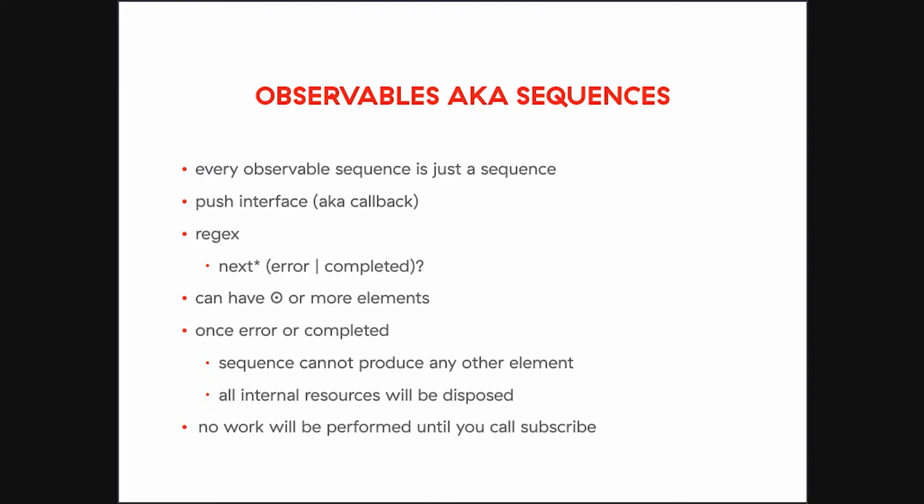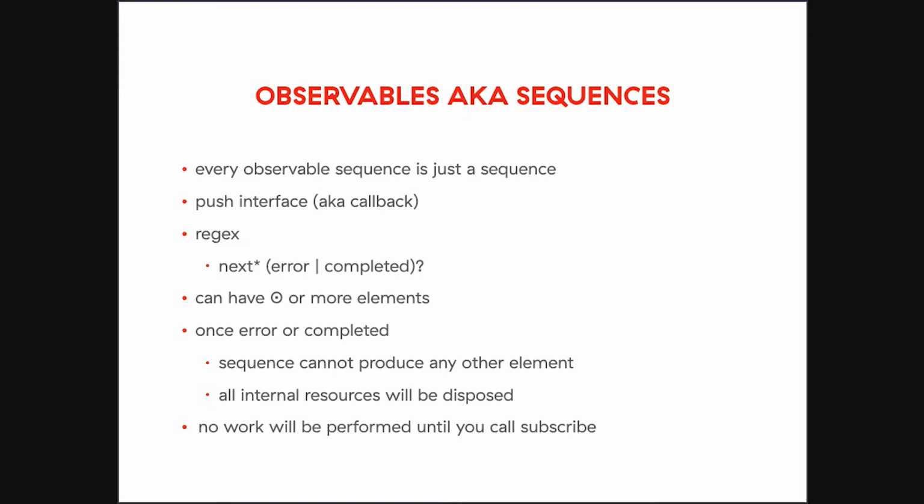Every observable sequence is just a sequence, as I said before. The only difference is that with observables, you can receive elements asynchronously. And this is important because, as I said before, network requests and all data will not arrive instantly. It has a push interface or callback, like closures or blocks. So it will tell you when there is any new data.